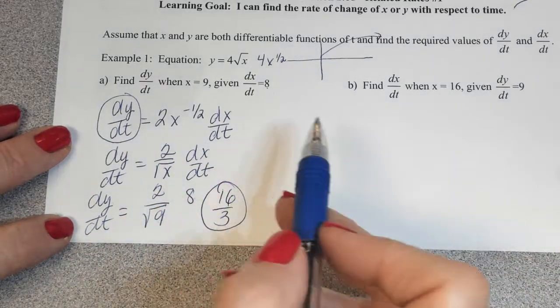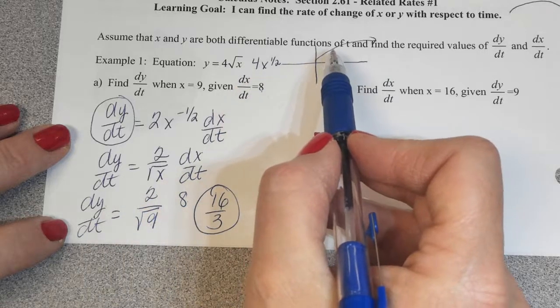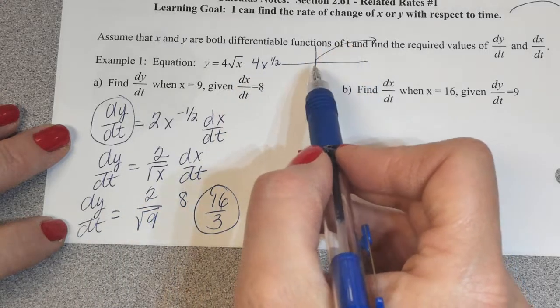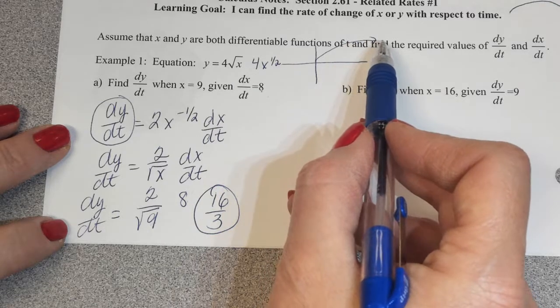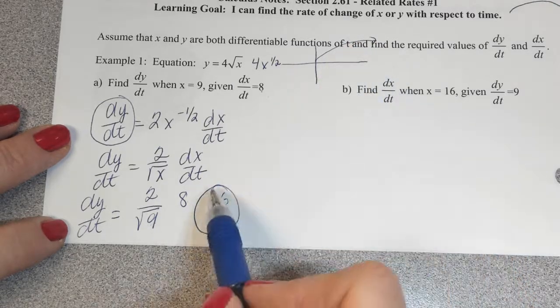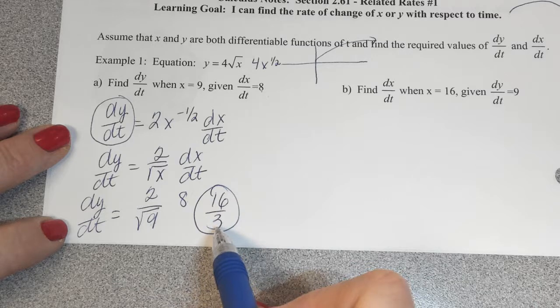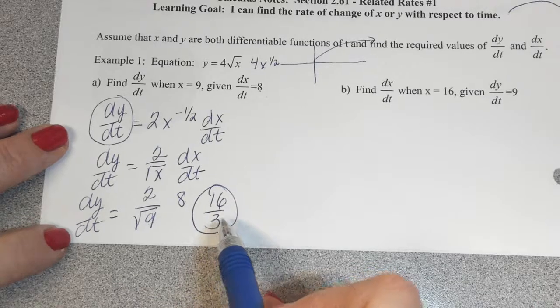So that's telling us that when the x, or the horizontal if you want to think of it that way, is changing at a rate of 8, the y is changing at a rate of 16/3 with respect to time.